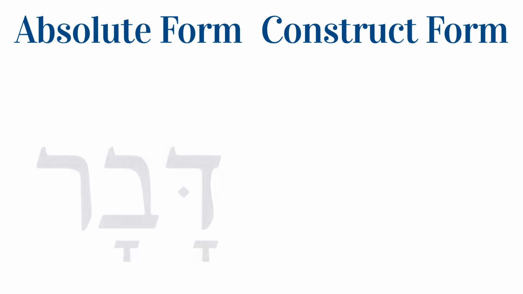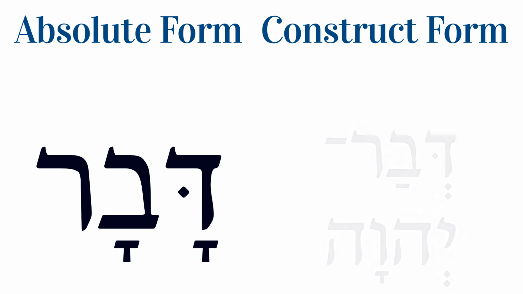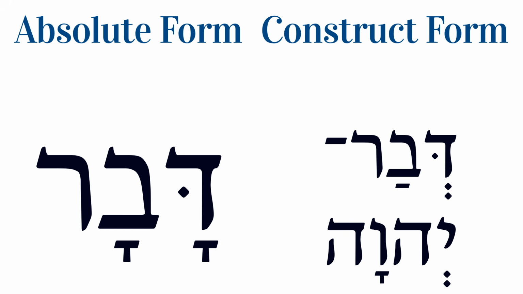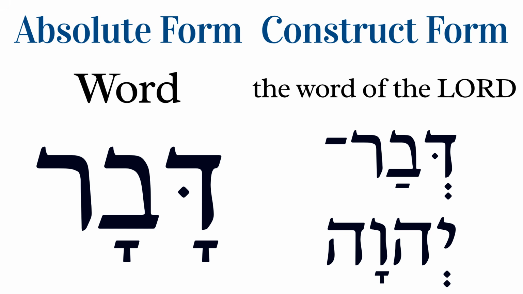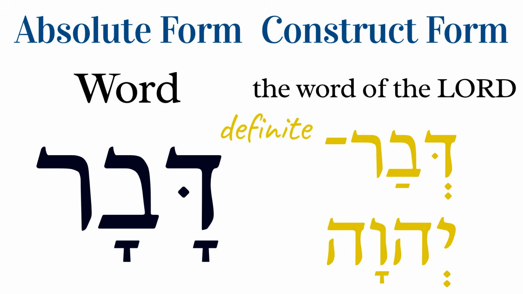It is common for words that have two or more syllables to shorten a vowel or even get completely new vowels when in construct form. Davar means word. To say the word of the Lord, we say davar Adonai. The construct form of davar, word of, is davar, with the first vowel shortened. This phrase is definite, by the way, the word of the Lord, because it ends with a proper name, God's name.